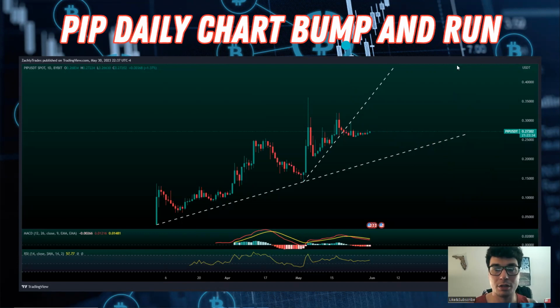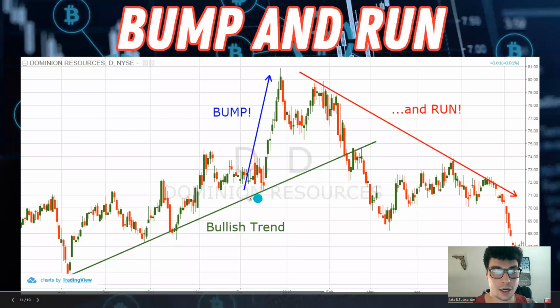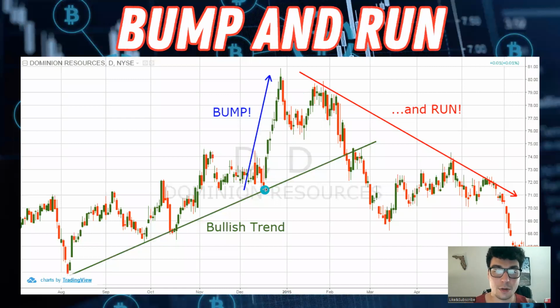We have that bearish divergence. We have the bump and run. And if you just Google a bump and run pattern, this is what you'll see, right? You see the prevailing bullish uptrend, then you see a bump where the price action goes up really significantly, and then you break that trend line there and you see a run back down to the lower levels, okay?